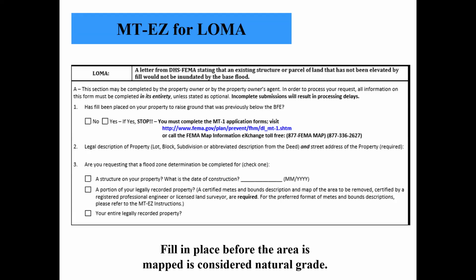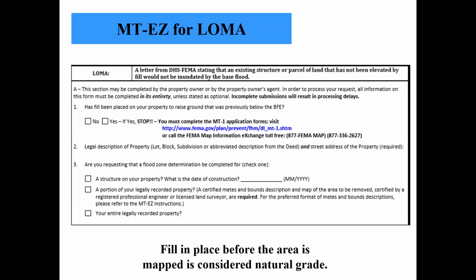So as I mentioned, a LOMA can be done on an MT1 application, any type of LOMA, that's fine. And then that's also what we'll be talking about for the LOMR-F. That's the form for the fill type of letter of map revision. And so basically this is saying, a LOMA is for natural ground. If you've put fill on there, then stop. You're applying for the wrong type of letter of map change. And so if you've done that, then it needs to be changed.